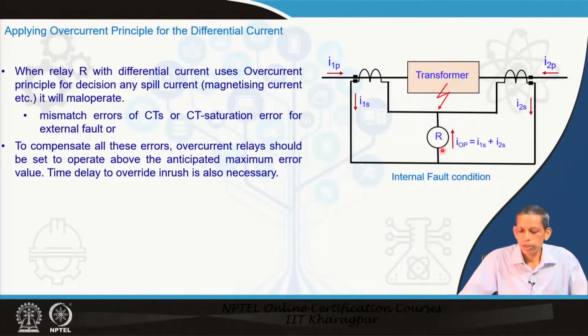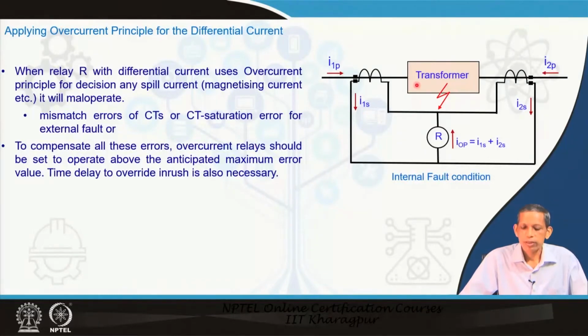So, by an overcurrent principle, we can discriminate whether the fault is internal to the transformer, external, or a normal loading condition. That is why we can think of an overcurrent principle for these differential applications, with available currents from the CT as shown here, and the connection as we have followed in this diagram. However, there are numerous problems in applying the overcurrent principle to the differential current branch.